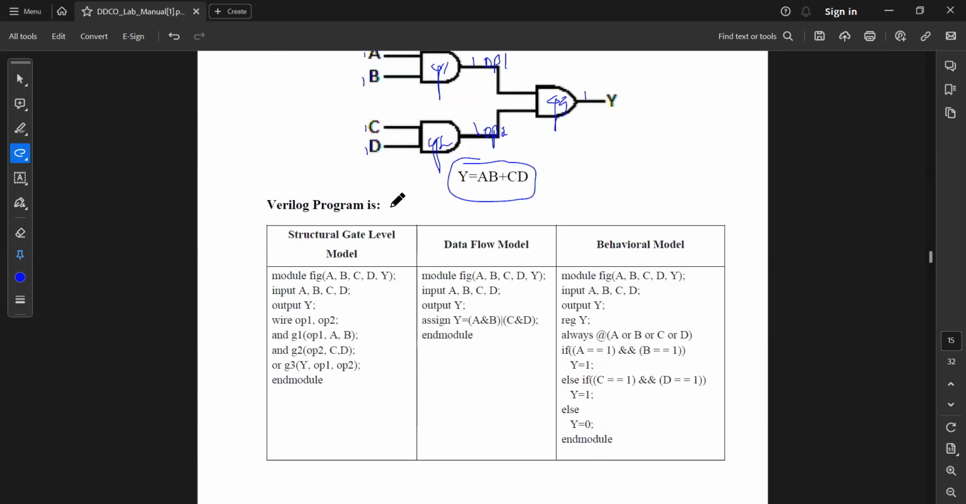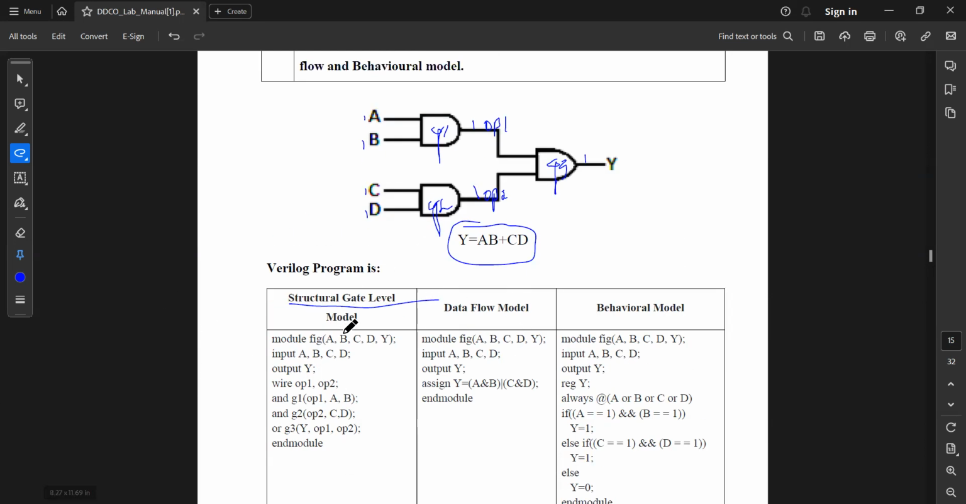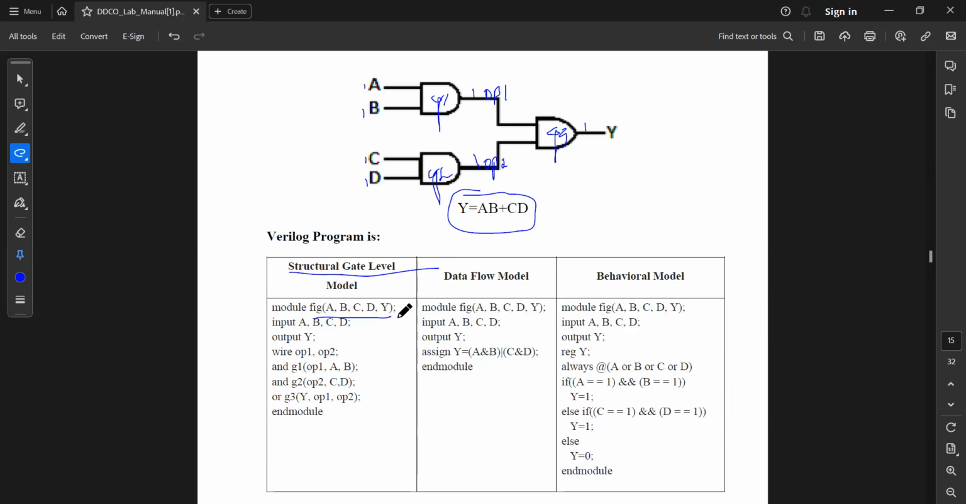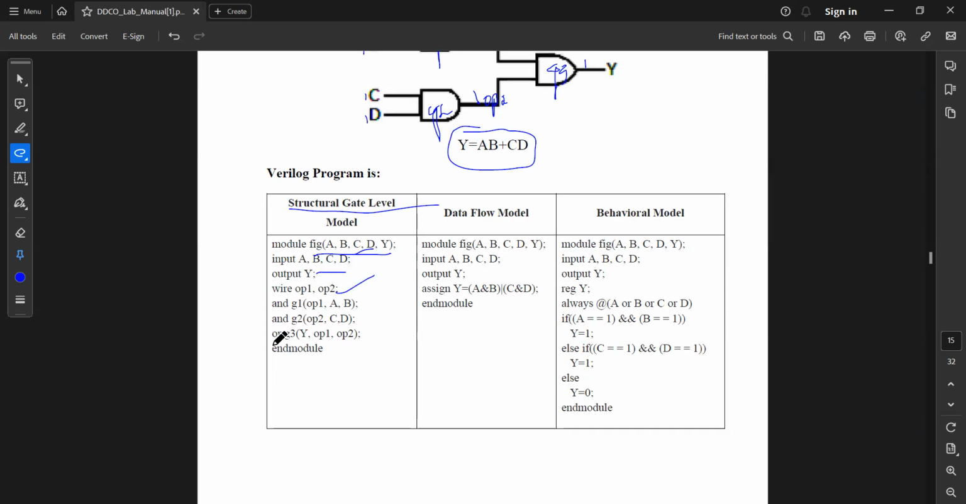Let's see how we write the program. First, the structural gate level. In structural gate level, we first mention the variables we use. It's like we declare variables in C, or any other programming language. It's the same, nothing else. Then we say what are the inputs and what are the outputs and wires. These are all keywords: input, output, wire, and even and, or. This and keyword performs AND operation and stores that value in the output. First we write the output and then write the inputs for this gate.